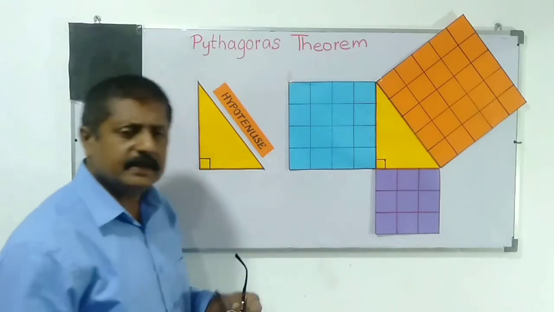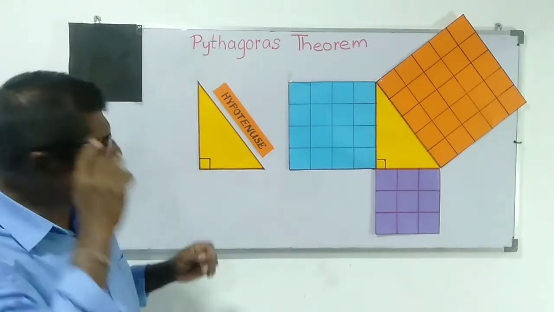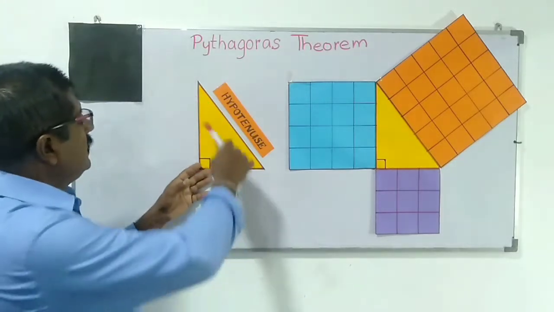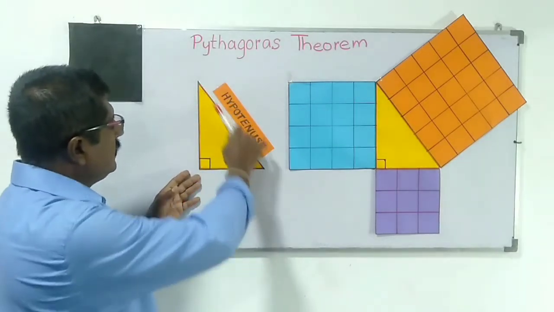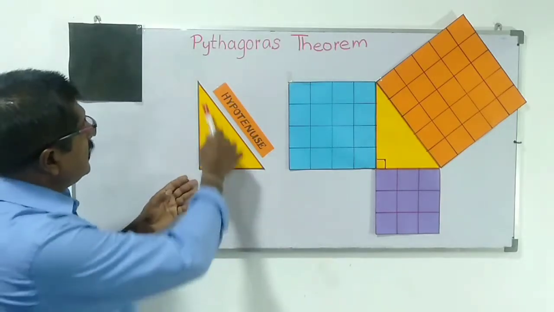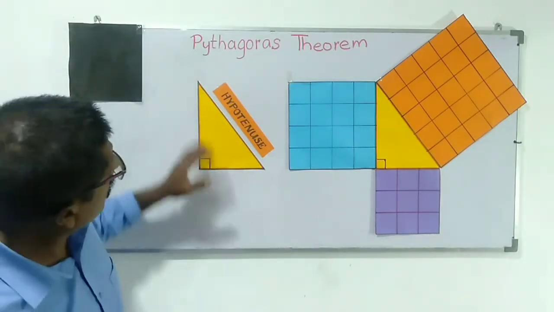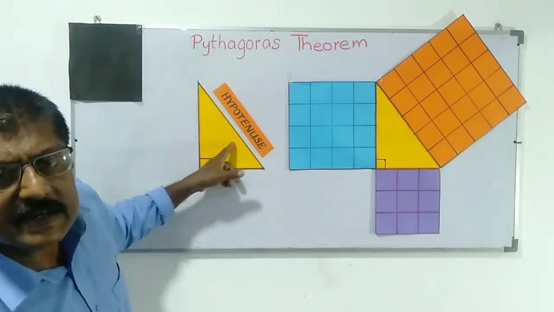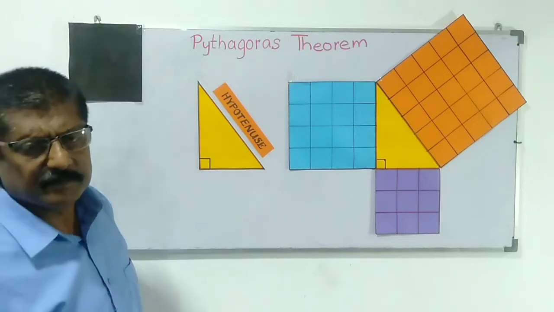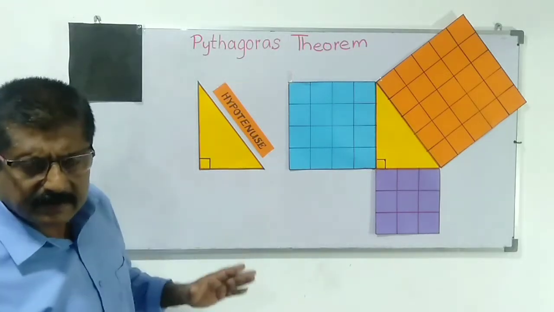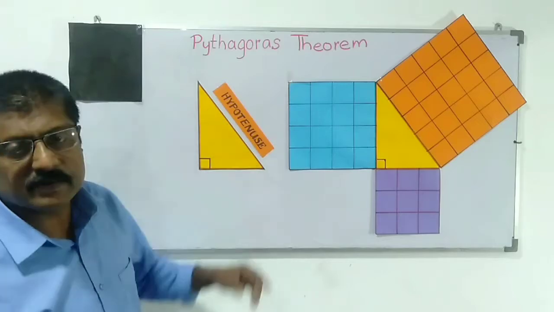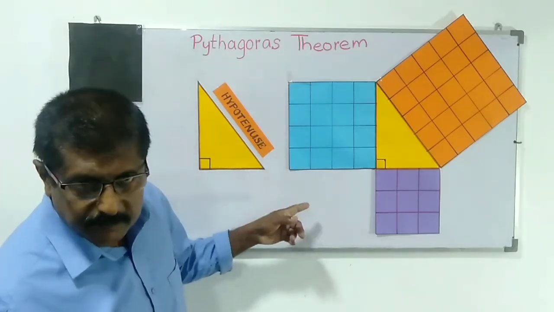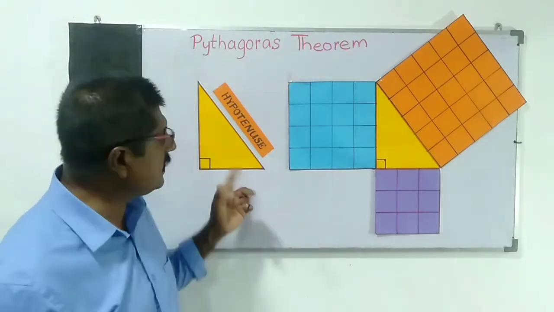Alright, now look at this. This is a right angle triangle. Now this is the right angle. This is one side, another side, the other side. Now can you see the longest side of this right angle triangle is the side that lies against the right angle. The side that lies against the right angle is the longest side. It has a special name. What is this name? Hypotenuse. Hypotenuse. The longest side which lies against the right angle.